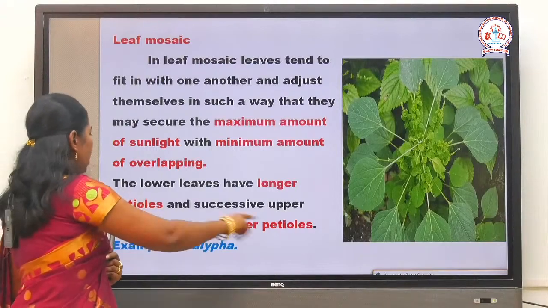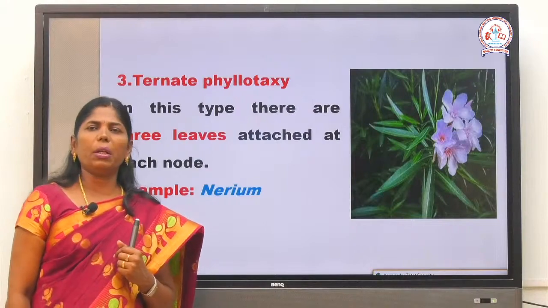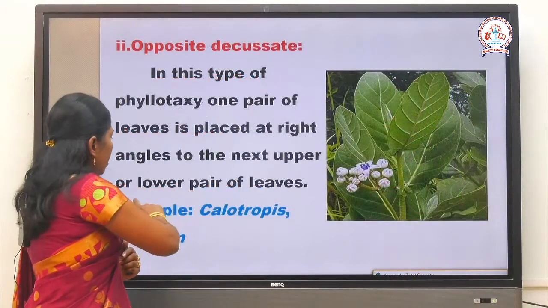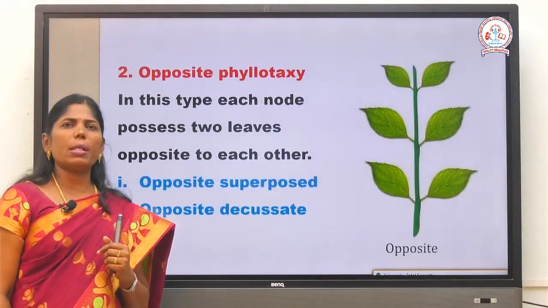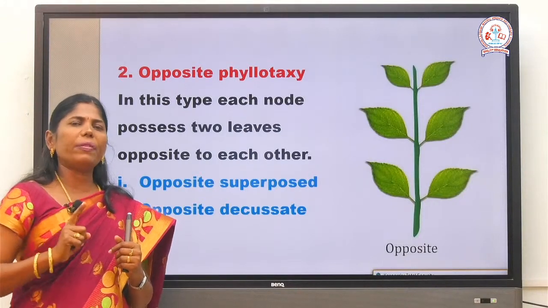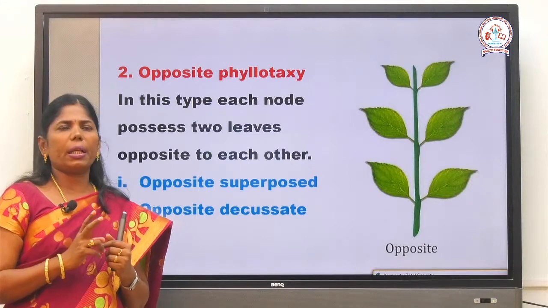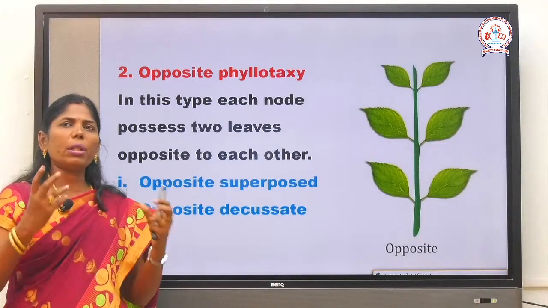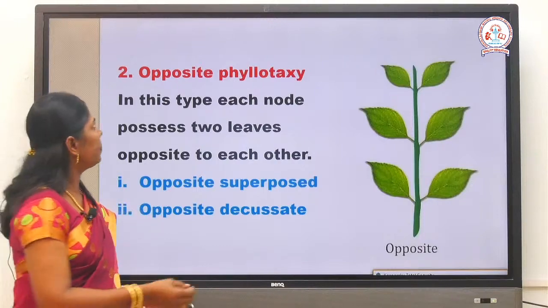So based on the number of leaves at the node, phyllotaxy is classified into four types. The first is alternate, another is opposite, next ternate, and another whorled. Each node with a single leaf is the alternate condition, two leaves is opposite, three leaves is ternate. If it has more than three leaves, that is whorled phyllotaxy. It is easy to understand.